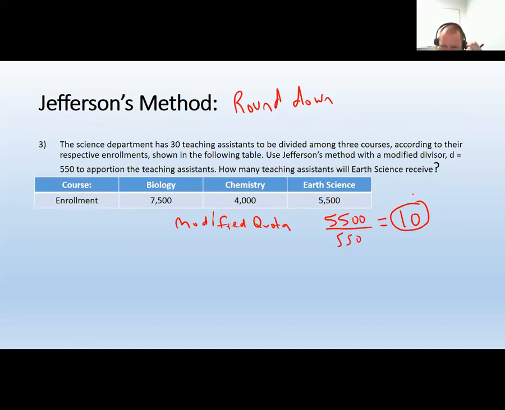And it just means you go down no matter what. So if you had 10.4, you'd have 10 if you rounded down. So that's what Jefferson's method does after you get the modified quota. So 10 teaching assistants go to earth science. So does anybody have any questions on this problem?